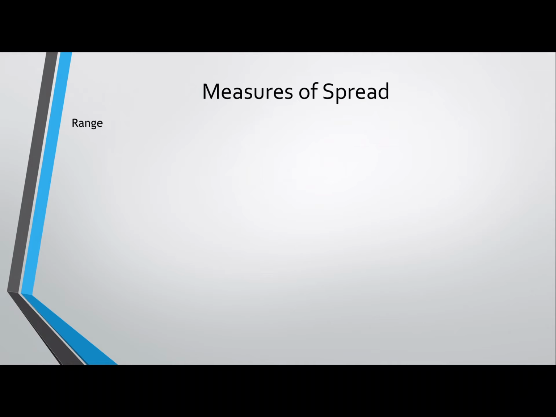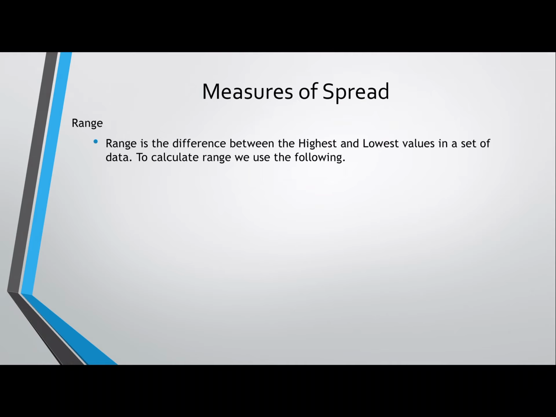So our range, this is the one we've done before. Range is the difference between the highest and the lowest values in a set of data. To calculate a range, we use this: it's the highest, take away the lowest. All we're doing is finding our highest number in our set of information and our lowest number, and that tells us the range of our data.